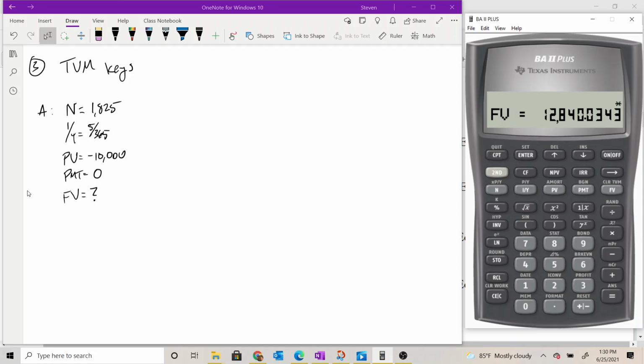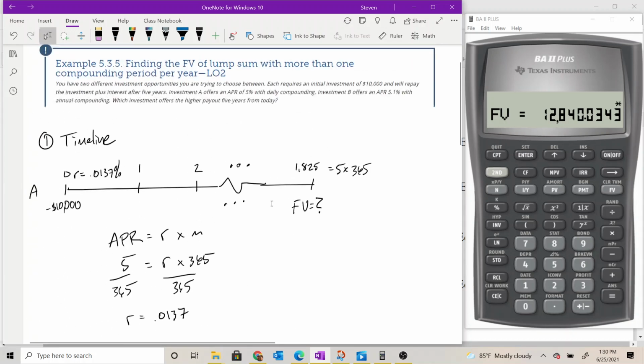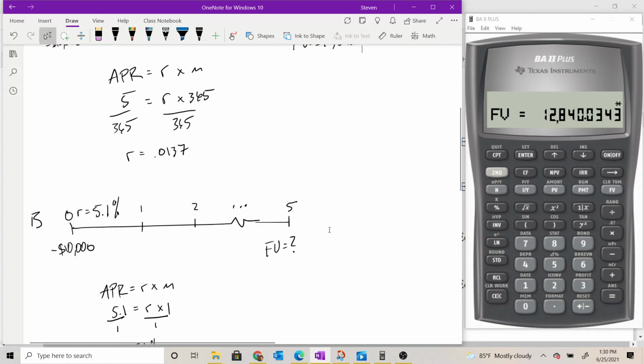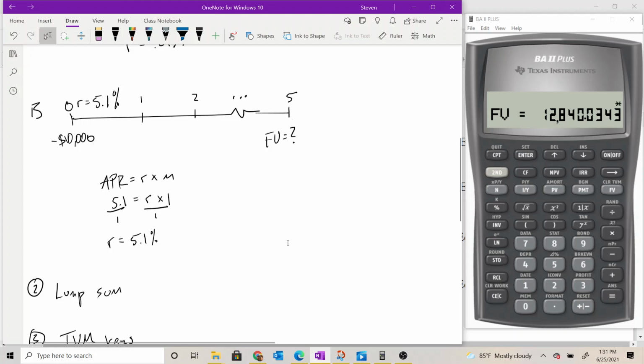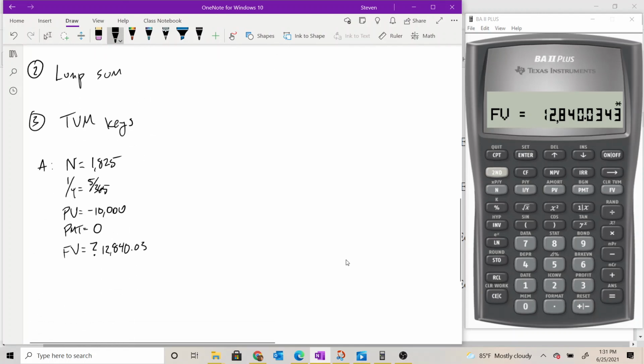All right, so with investment A, when we invest $10,000 today, 5 years from now, we will receive $12,840.03. So if we were to put that on our timeline, that's going to go up here. We'll have a cash inflow of $12,840.03. Okay, let's do the same thing for investment B that has that slightly higher APR and see if we get something different.